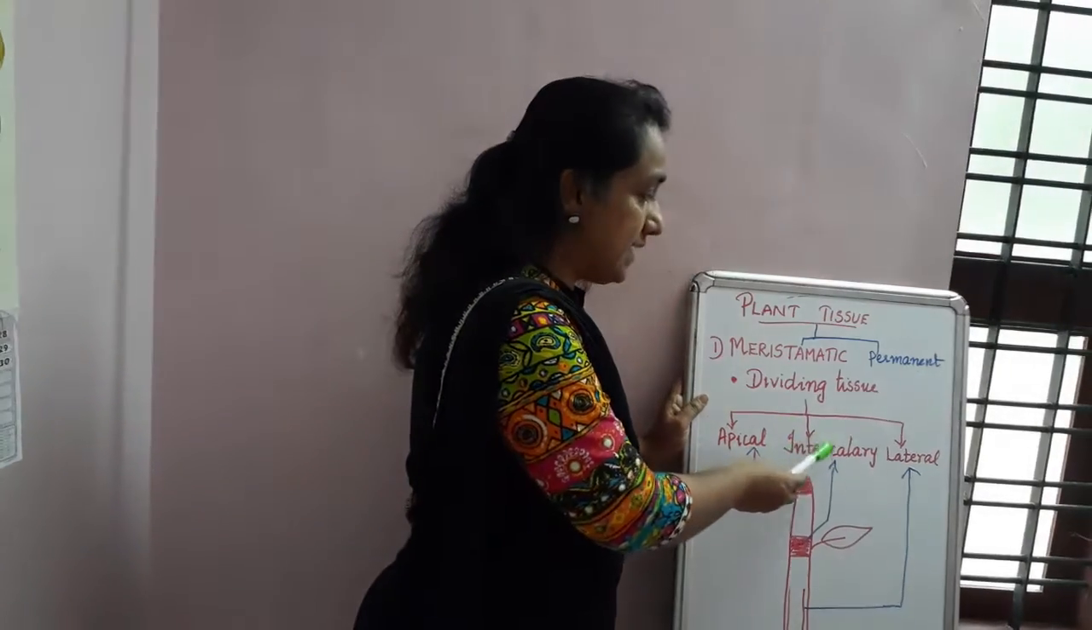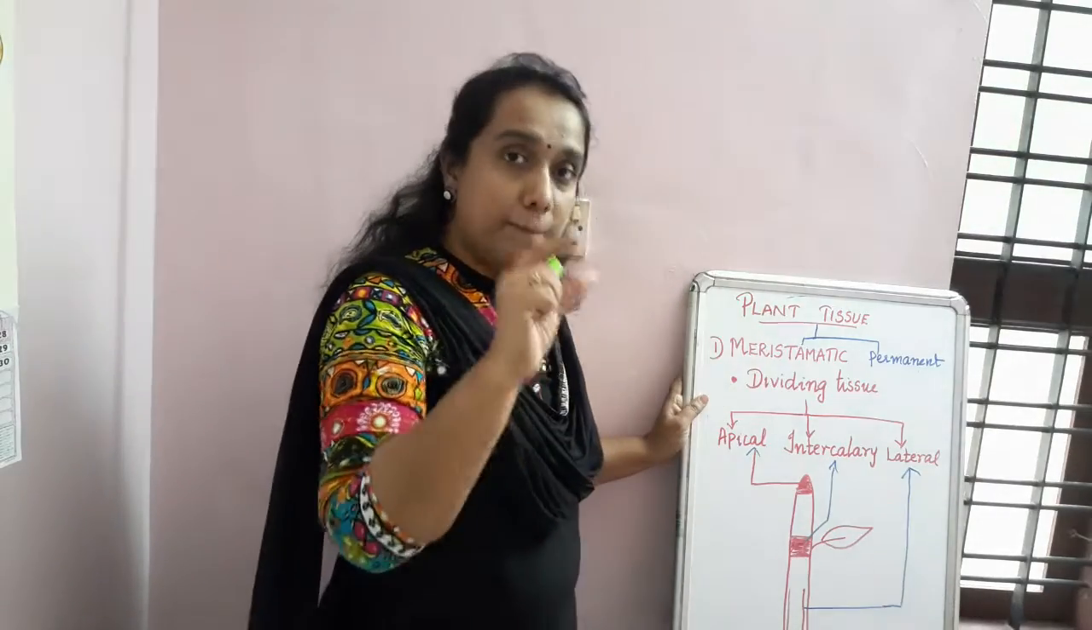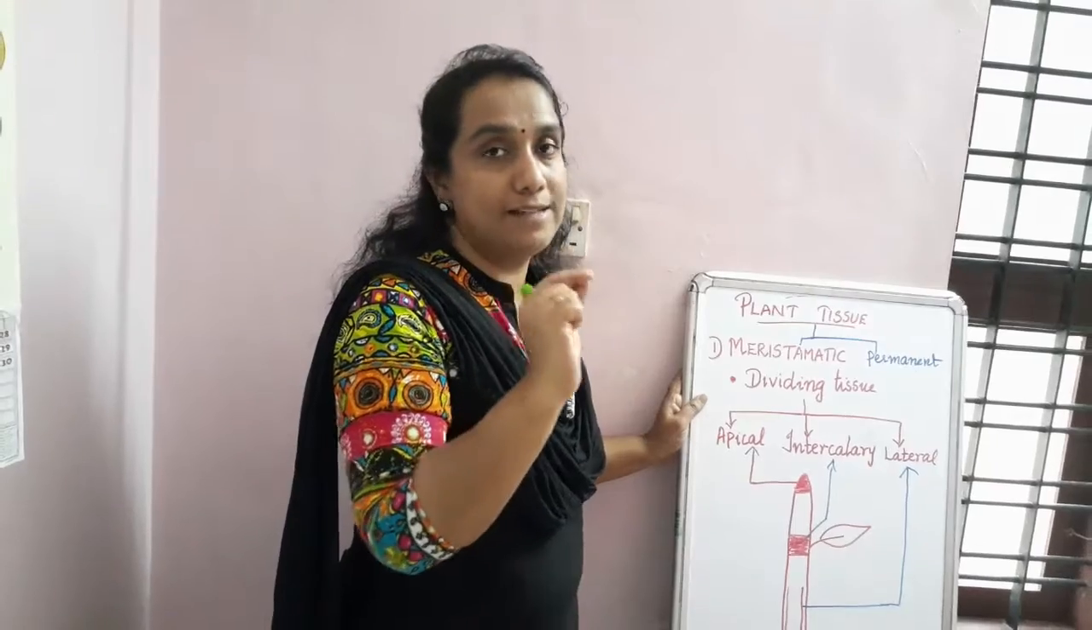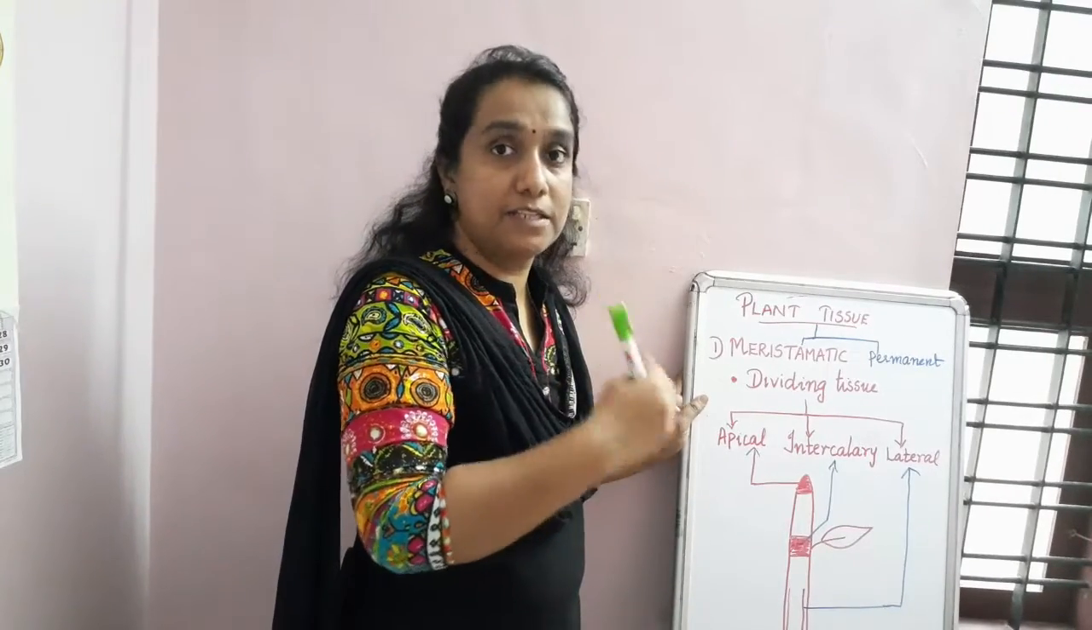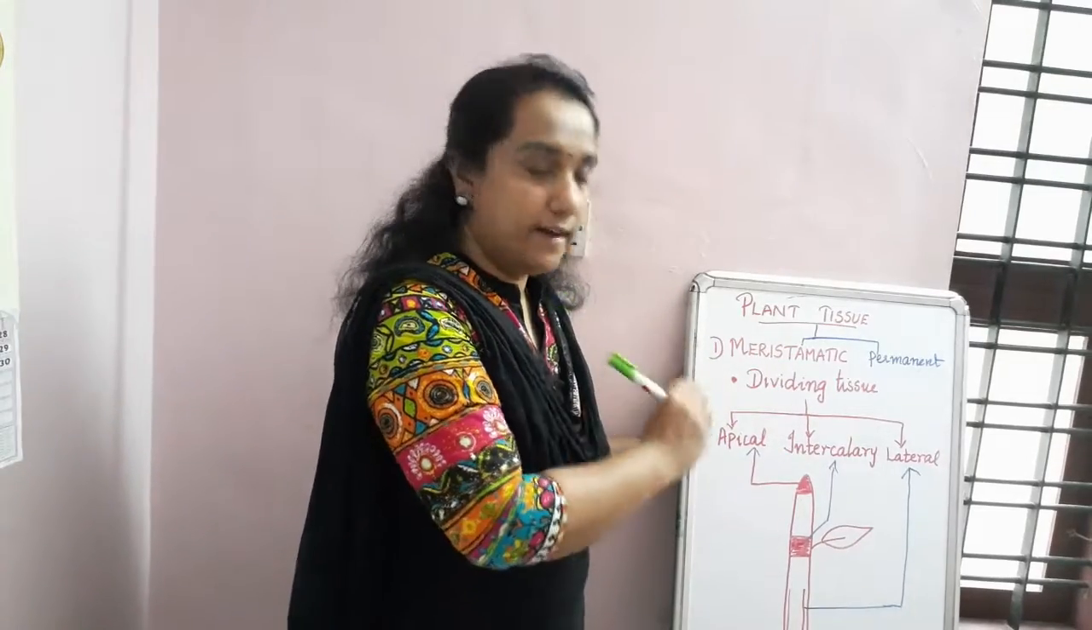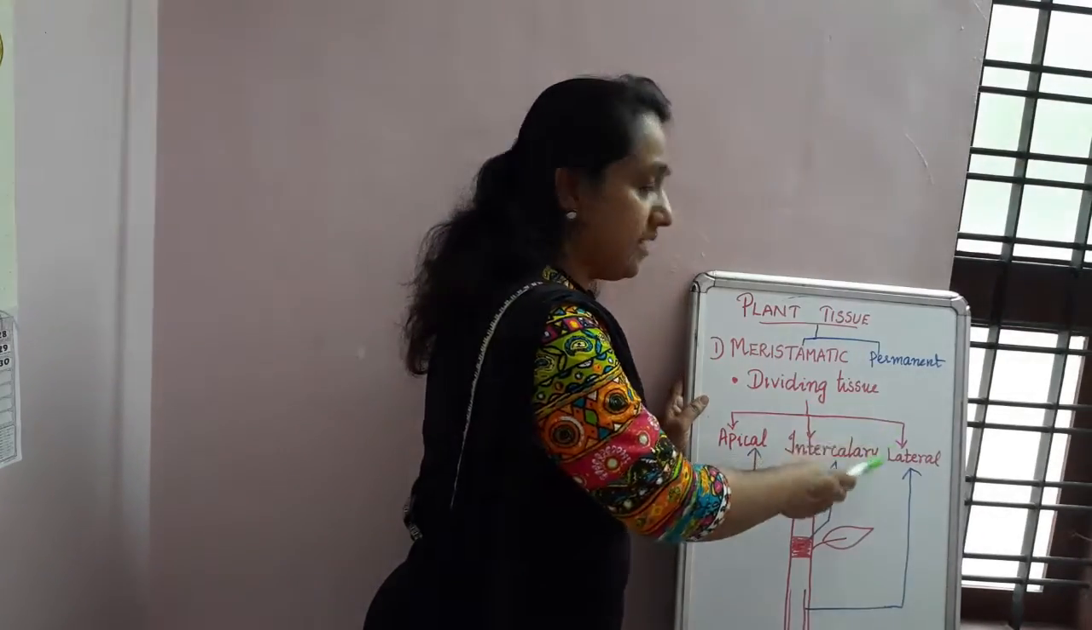And the next one is the intercalary. Intercalary means between. So between the nodes or below the leaf, you can see this type of meristem. It has the capacity to divide. So these all have the capacity to divide. This is known as the intercalary meristem.